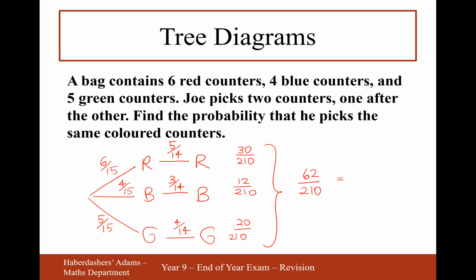And make sure you finalise your answer by writing a simplified fraction. That would be 31 over 105. So that's the final answer in this question.